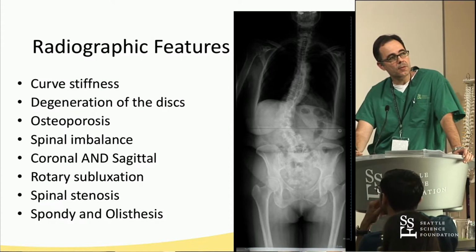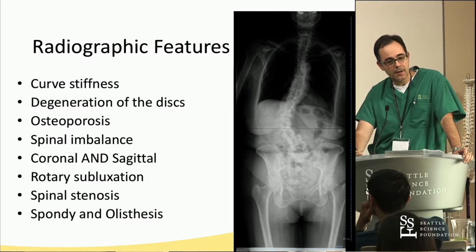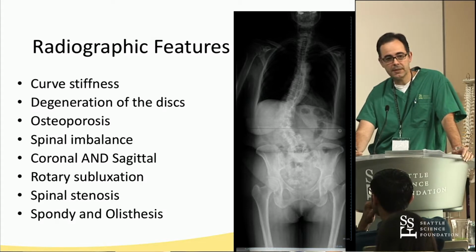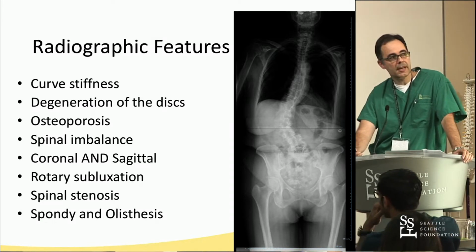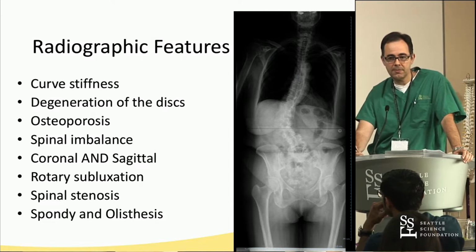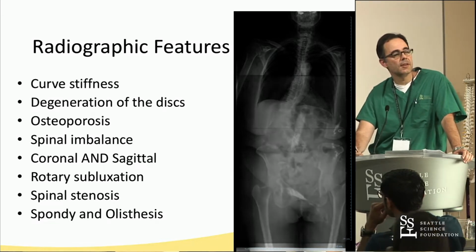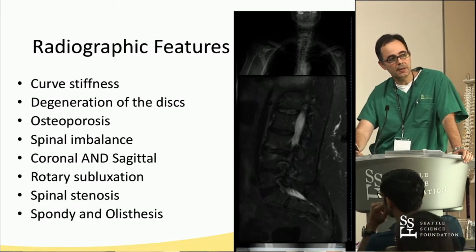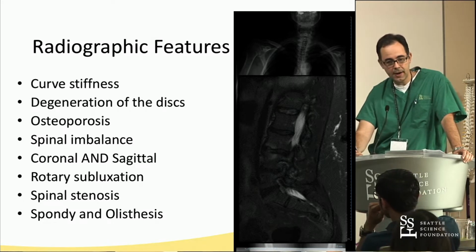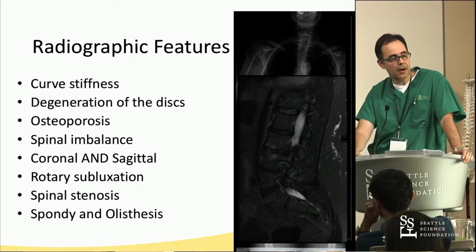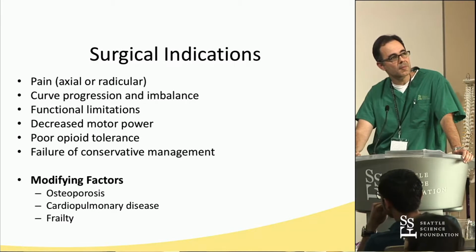So these are the radiographic features of deformity: the curve stiffness, degeneration of the disc. You have to contemplate the degree of osteoporosis, how much sagittal imbalance is there, whether or not there's rotatory subluxation, olisthesis. All of these are factors that we need to assess from the plain films in conjunction with other radiographic tools such as the MRI or CT myelogram.